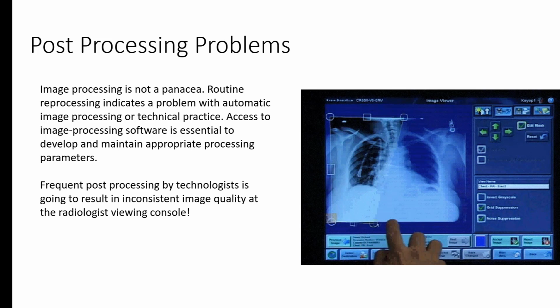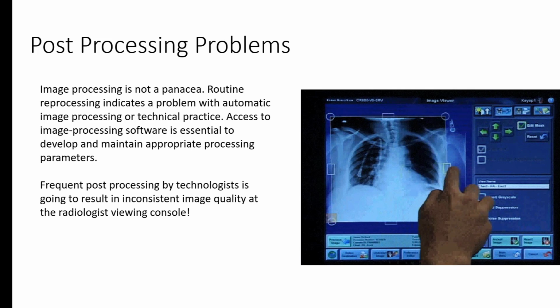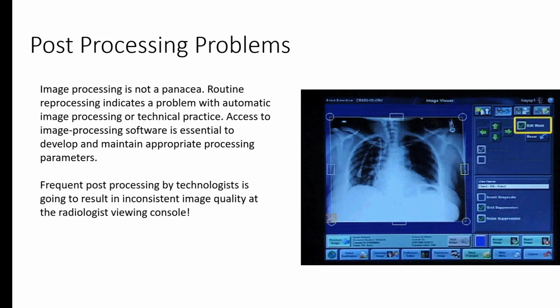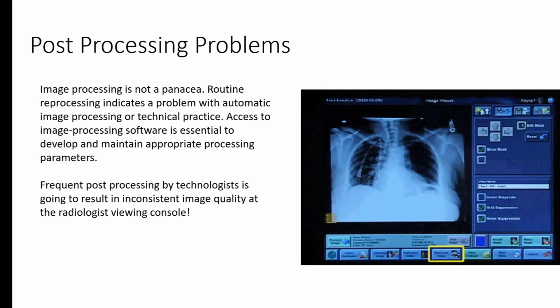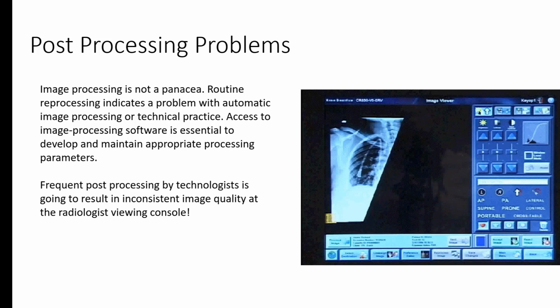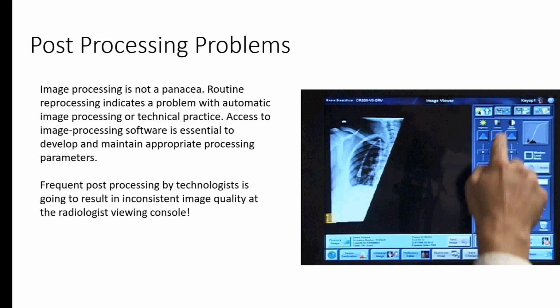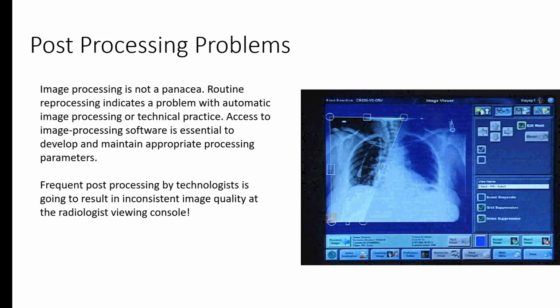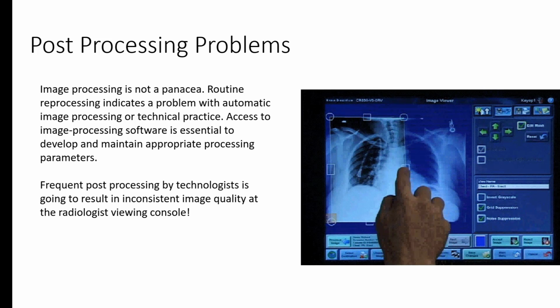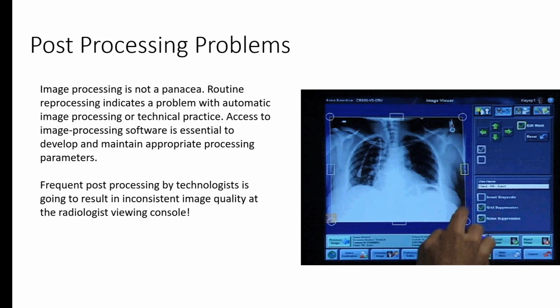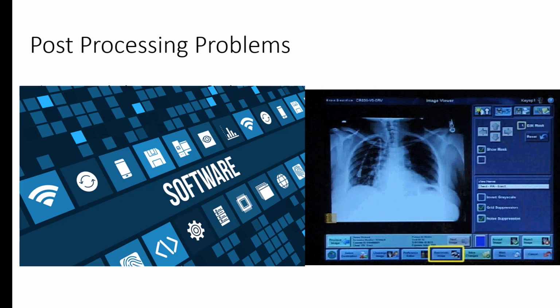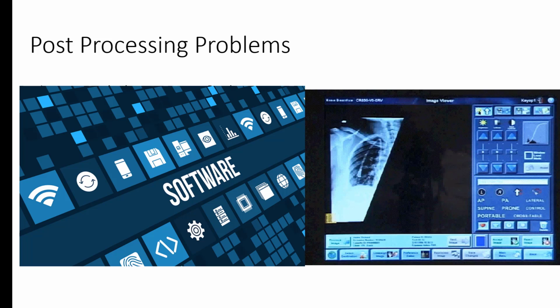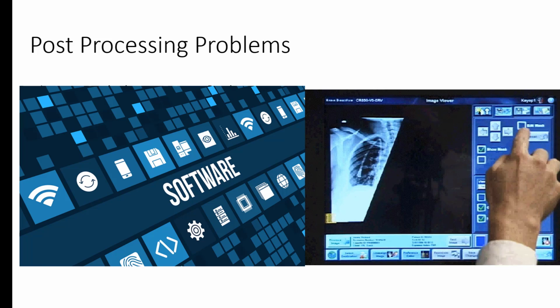If you have routine reprocessing, it can indicate a problem with the automatic image processing or with the technical practice of the operator. To correct the modality, you need to have the ability to go into the software and modify the software for what the output of the modality is. Remember, as equipment ages, the output changes. So by having the ability to go into the software, we can modify or optimize the software for our facility.